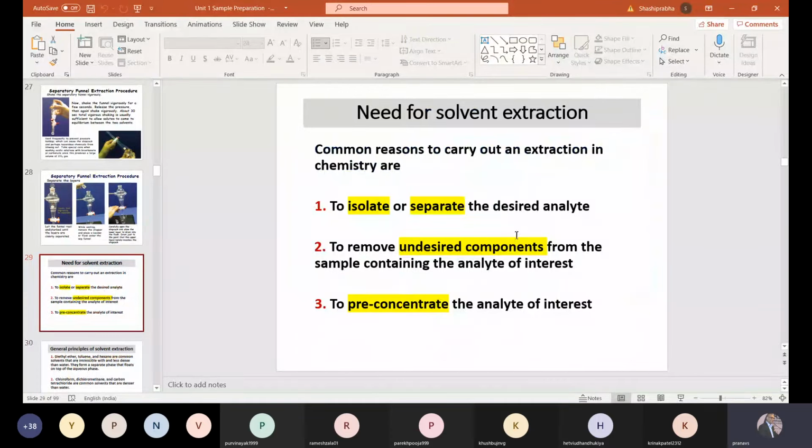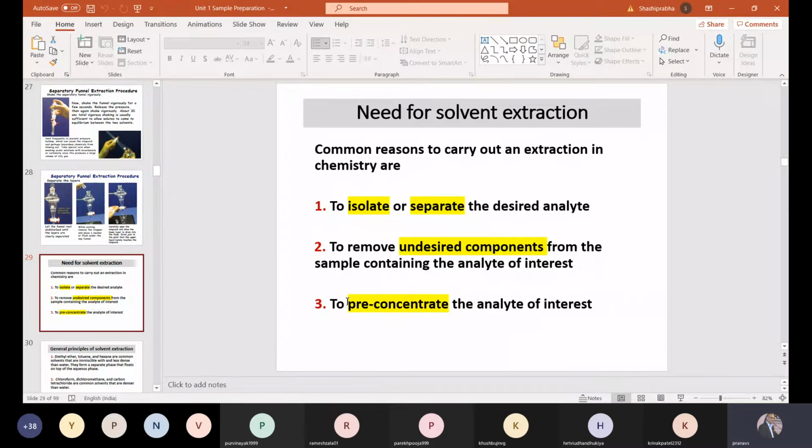Then I think we moved on to what is actually the need, or what solvent extraction does. It is used, as I said, to isolate or separate the desired analyte, or it can be used to remove undesired components. Either way, we are interested in separating the analyte of interest from a given sample. So it can help to remove unwanted components from the sample, leaving the analyte in the original phase, or the aqueous phase.